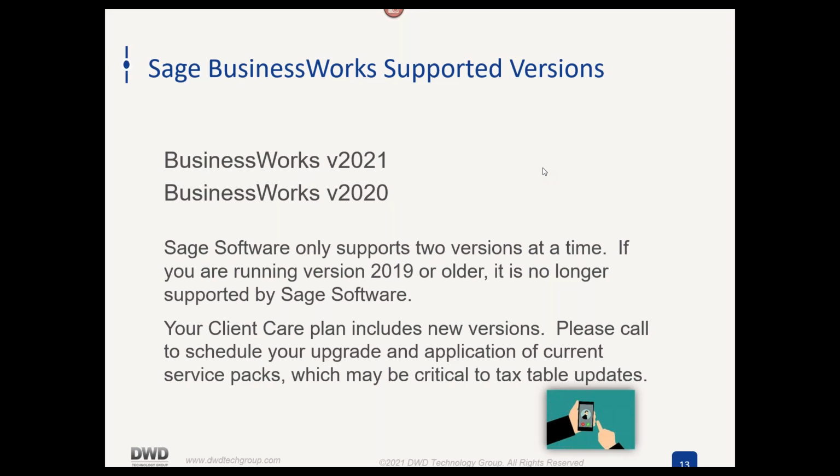A long time ago, when I first started working with BusinessWorks, it might be a year or two before a version would come out. Now they're pretty good about getting a major version release out on an annual basis. And once they get past that 2-year prior version, Sage will not support you.